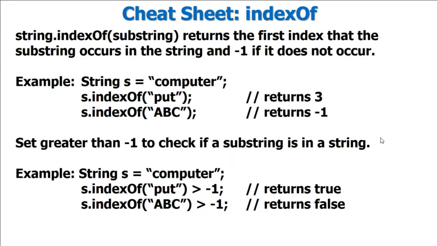And then again, the big thing we missed is to use greater than -1 to check if a substring's in a string. So again, if I have my computer here and I go s.indexOf put is greater than -1, that would return true. That would make the conditional true, because put is within computer. Whereas if I had s.indexOf ABC is greater than -1, this part would return the -1, making this statement false. So again, if that was in a conditional, I get the negative there.